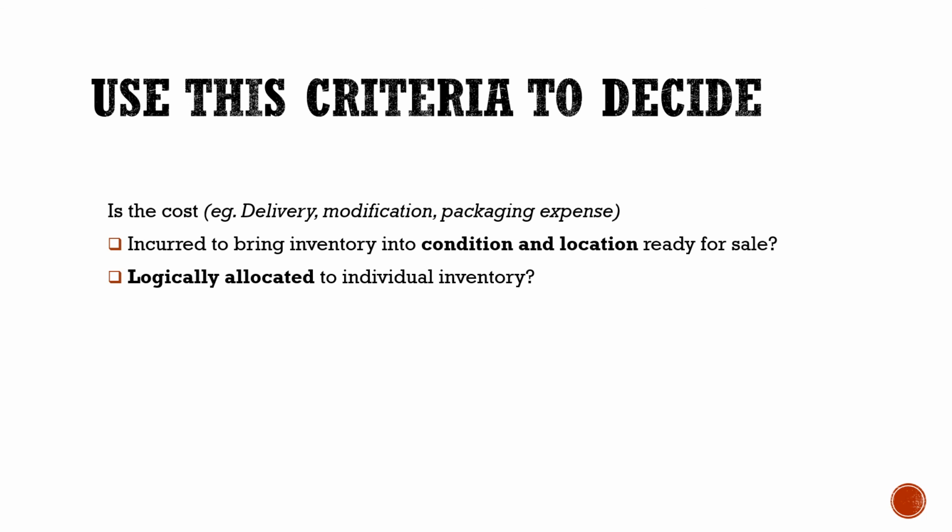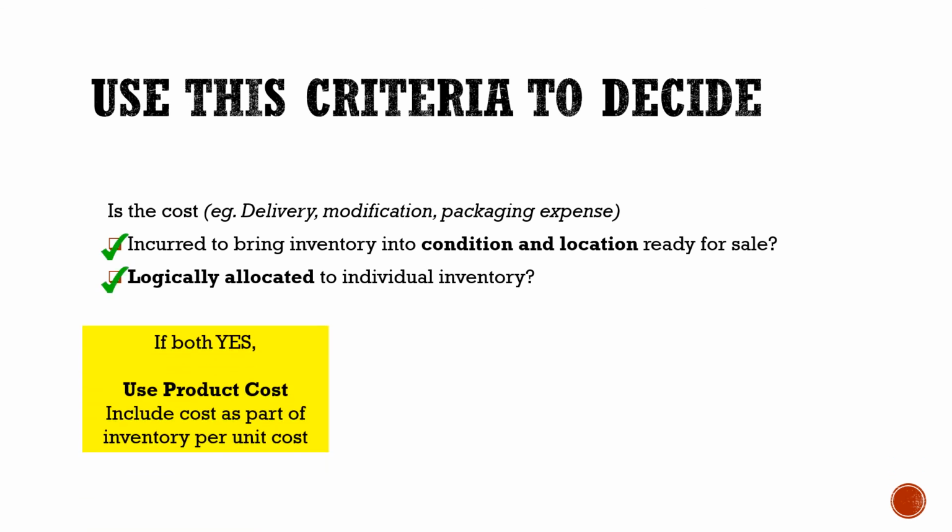We ask ourselves two questions. Is the cost firstly incurred to bring the inventory into condition and location ready for sale? And secondly, is the cost logically allocated to the individual inventory? If the answer is yes to both, this means that we should use the product cost method, where we include the cost as part of the inventory per unit cost.